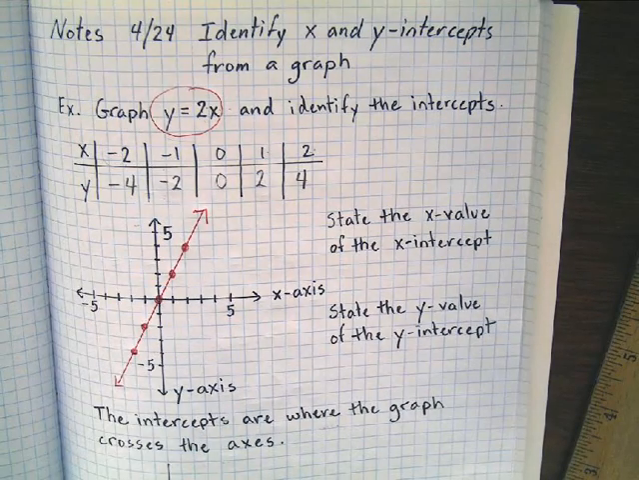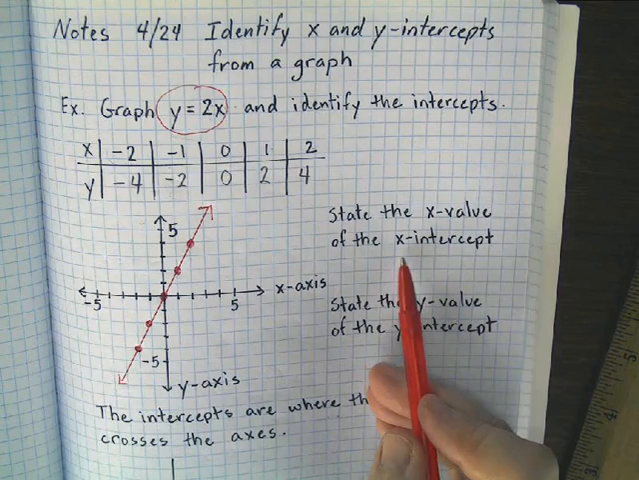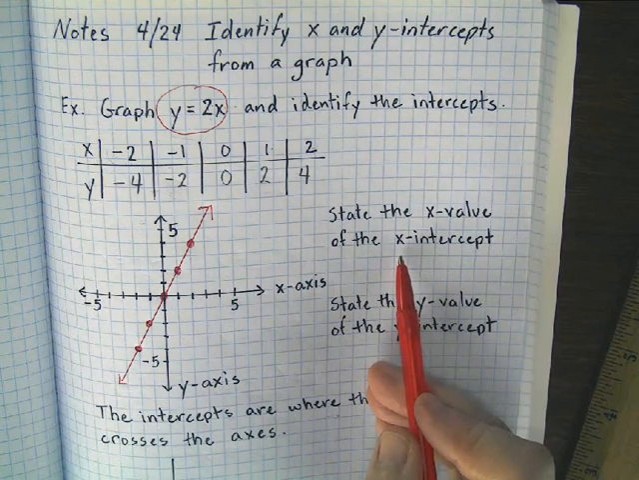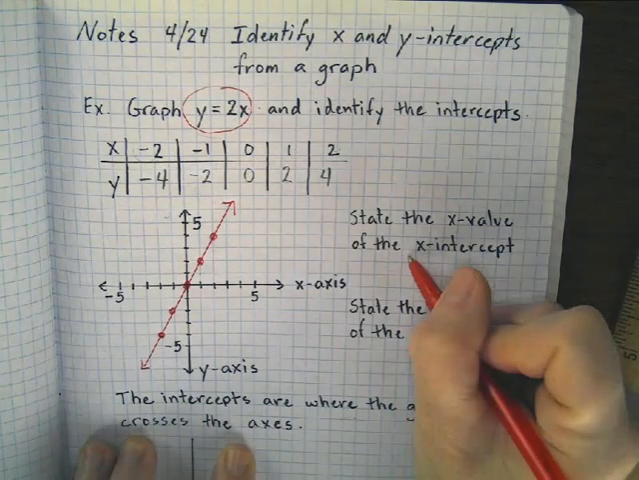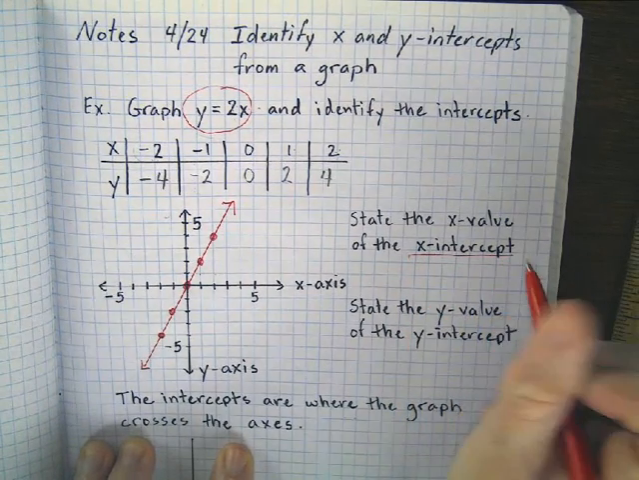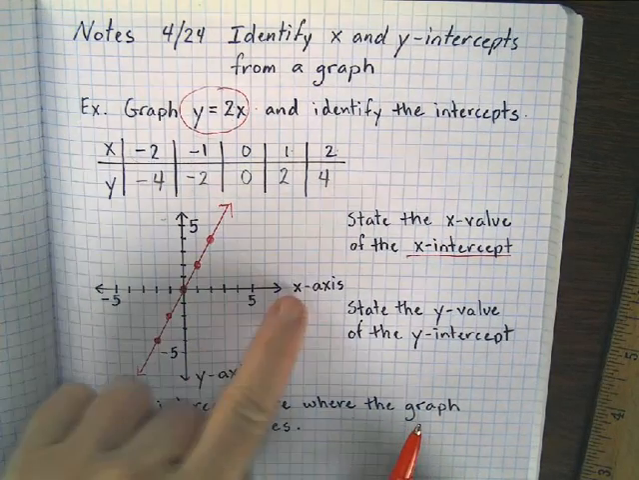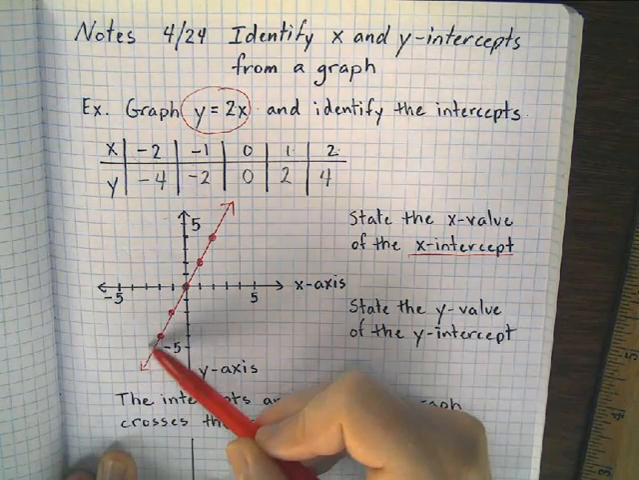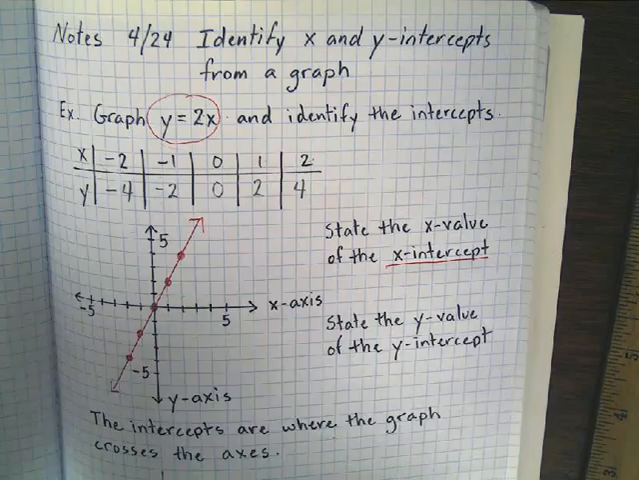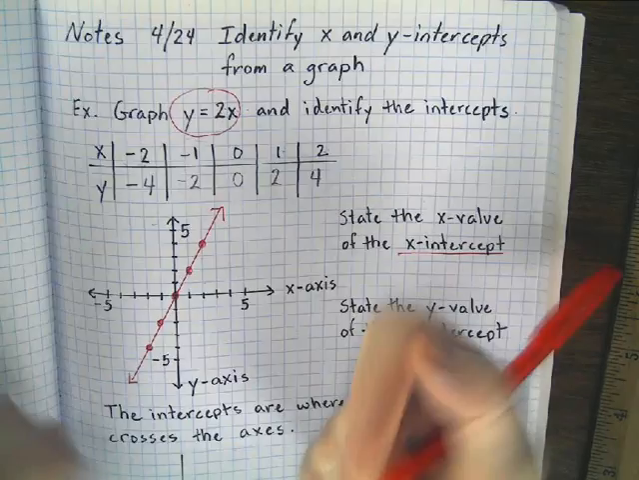Now the new part. Here's the new part. State the x value of the x-intercept. What is an x-intercept? An intercept is where your line crosses the axes. So this line is crossing this line. Where do they cross? Where do the lines cross each other?